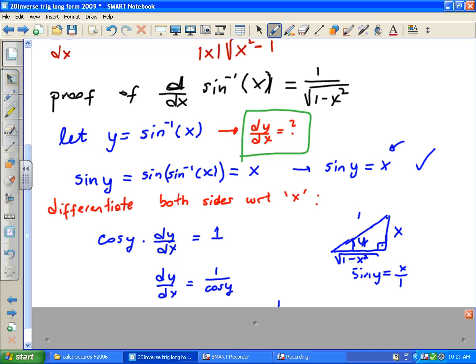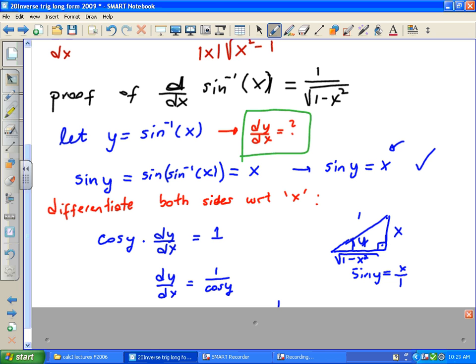Technically, we're done. This is the derivative of the sine inverse function, but there's a y in here, and the original question, sine inverse of x, was in terms of x. This is in terms of y. We've got to bring in the original variable back. And here's how we're going to do it. We're going to create a triangle.